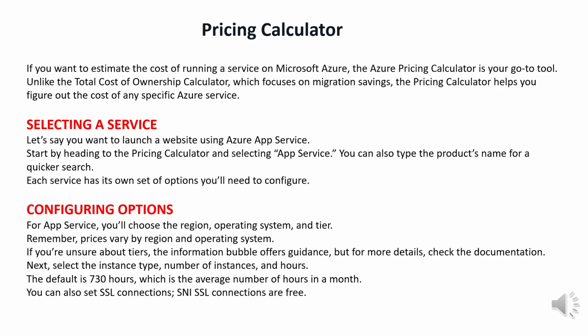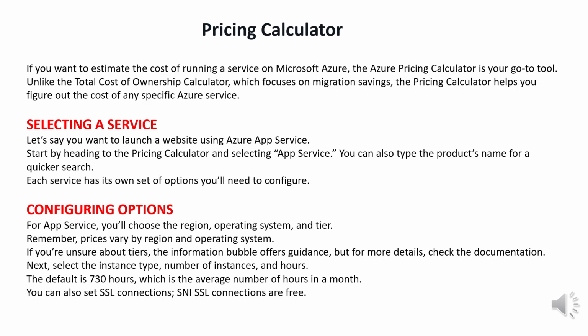Selecting a service. Let's say you want to launch a website using Azure App Service. Start by heading to the Pricing Calculator and selecting App Service. You can also type the product's name for a quicker search. Each service has its own set of options you'll need to configure.